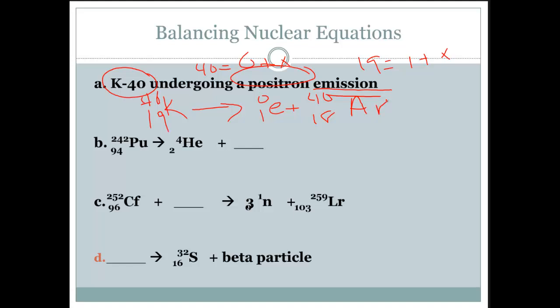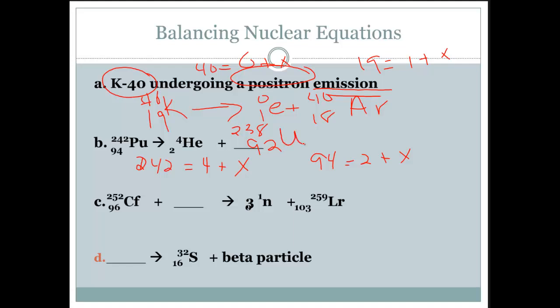The next one, Pu242, so 242, I'm using equals for that arrow, 4 plus x. I subtract 4 to get to x, and that gives me 238. Then the bottom number, 94, is equal to 2 plus x, which gives me 92. I look on the periodic table. I always want to look for that bottom number.